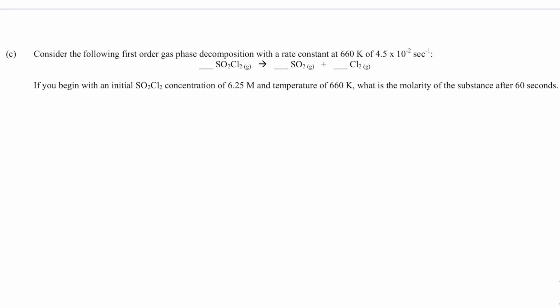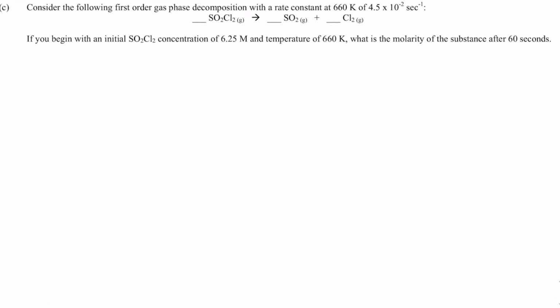Okay, letter C is a good one because this one requires you to manipulate a first order rate law when solving for a variable that's within the natural log. We are given this reaction, and our rate constant is 4.5 times 10 to the minus 2. The only reason they give us a temperature is because that's the only time that this rate constant number is true. And we start with a concentration of 6.25 molar. We want to know the molarity after 60 seconds.